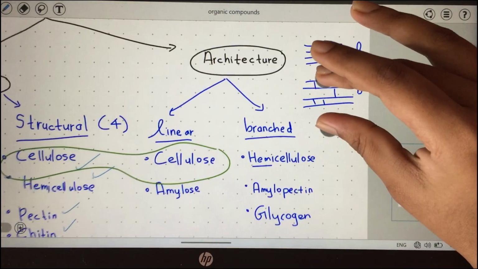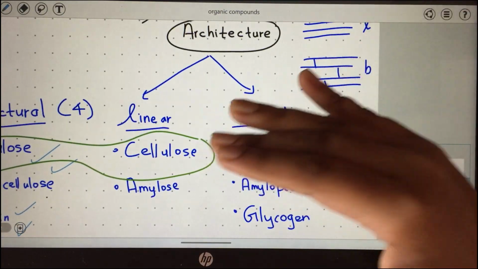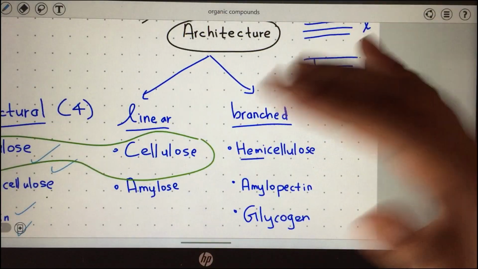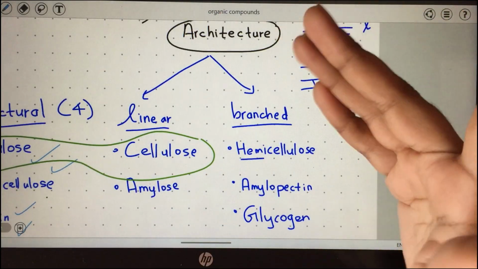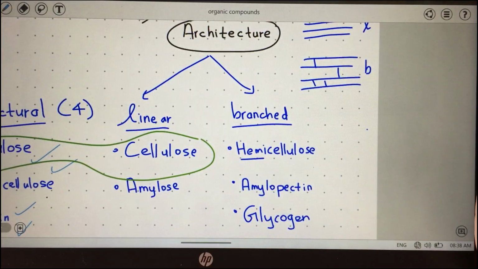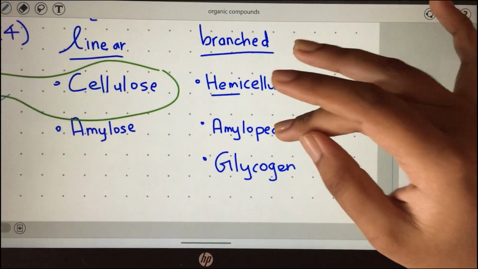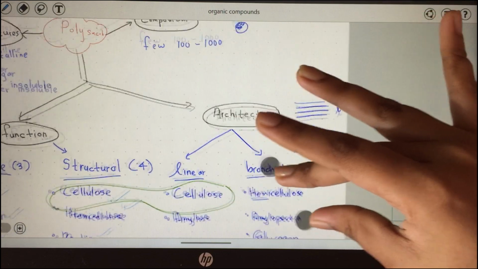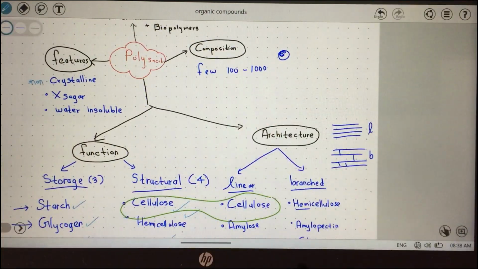Then based on the architecture, you have linear and branched. Linear means they are found in strands: cellulose and amylose. If there are cross links between the strands, you call it branched. Examples: hemicellulose, amylopectin and glycogen. So that's it for the polysaccharides that we have.